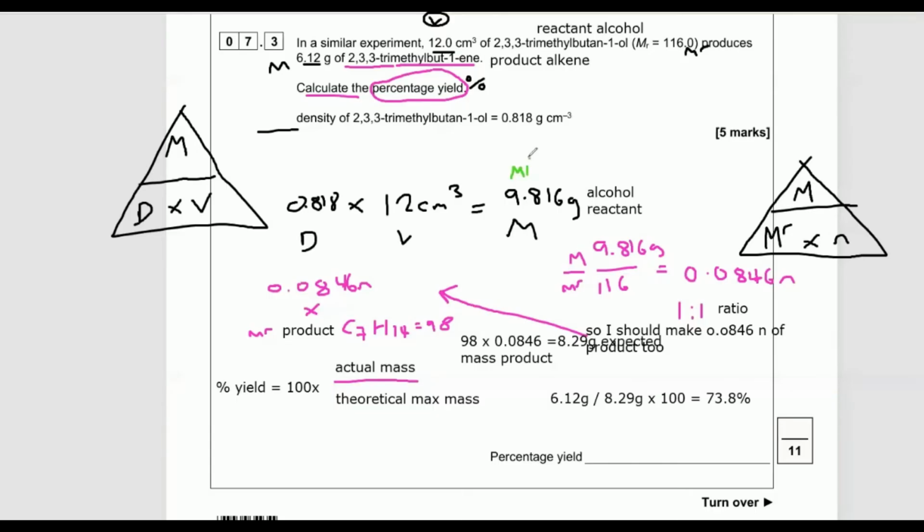So we'd have got M1 of the 5 marks for working out the mass of alcohol reactant we started with, basically solving the density equation. Then converting that into moles of alcohol would be M2. The ratio is 1-to-1, so that's also our moles of product. And from there, you can work out the Mr, the expected mass, and the percentage yield.